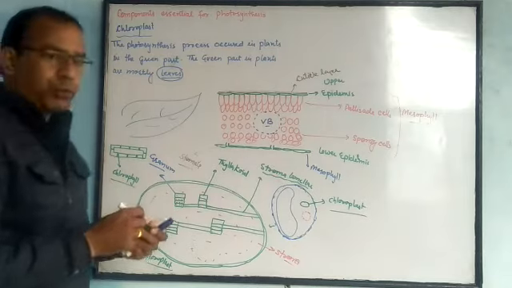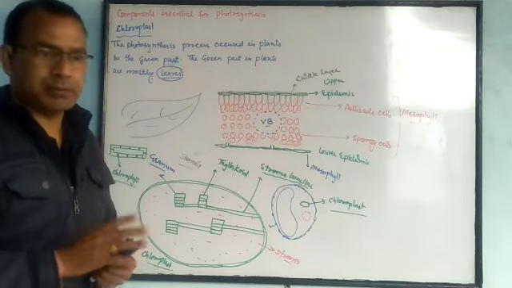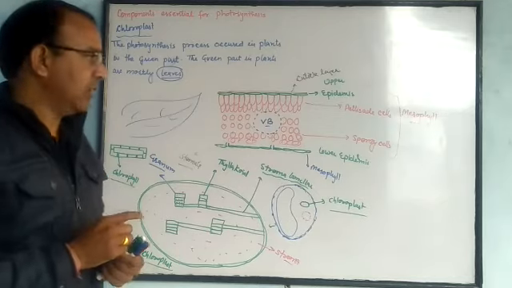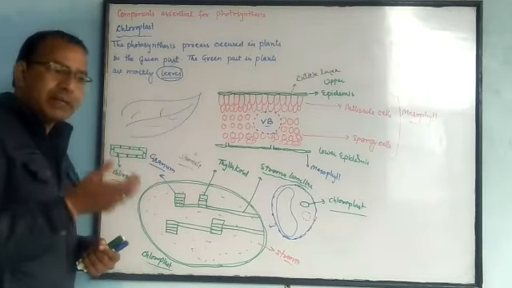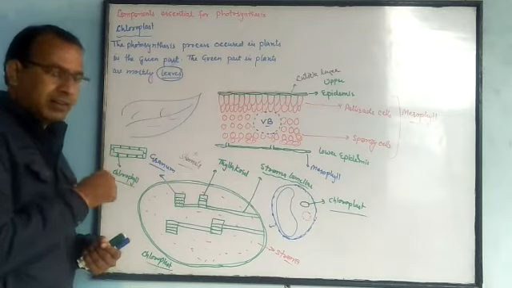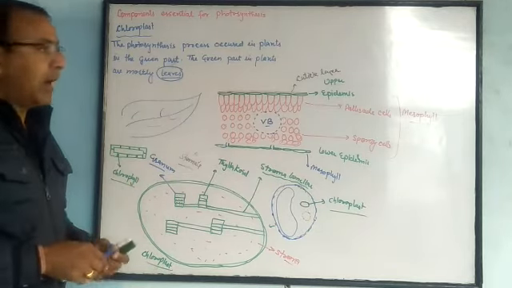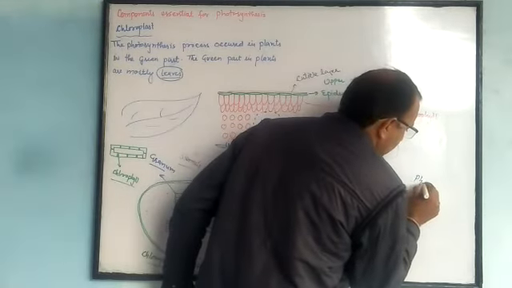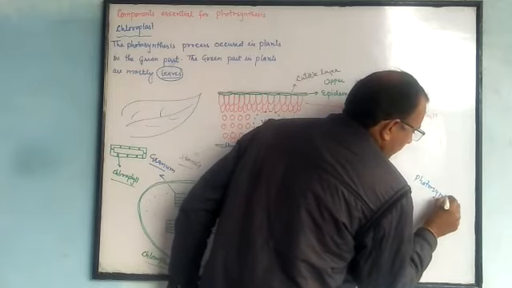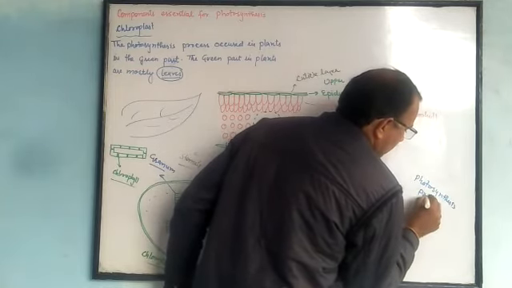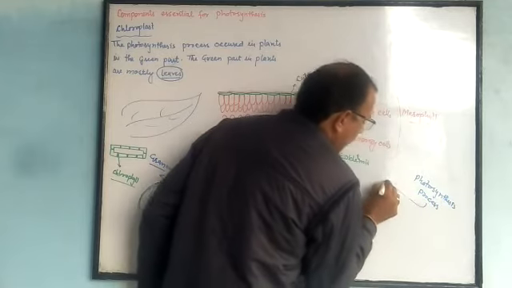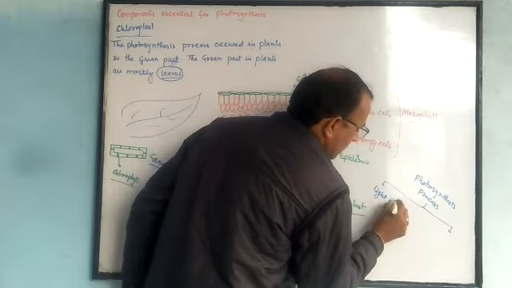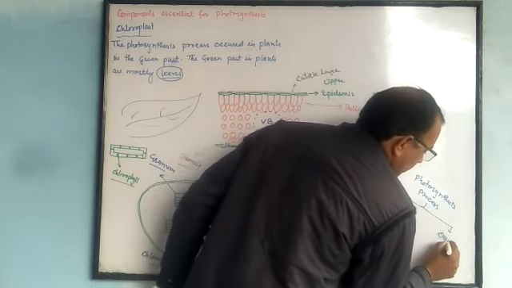Now we can see that the photosynthesis process is of two types: light reaction and dark reaction. The photosynthesis reaction which occurs in the presence of sunlight is called light reaction, and the process which occurs in the absence of sunlight is called dark reaction.